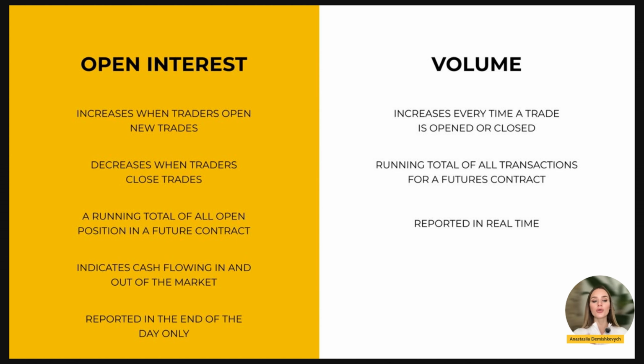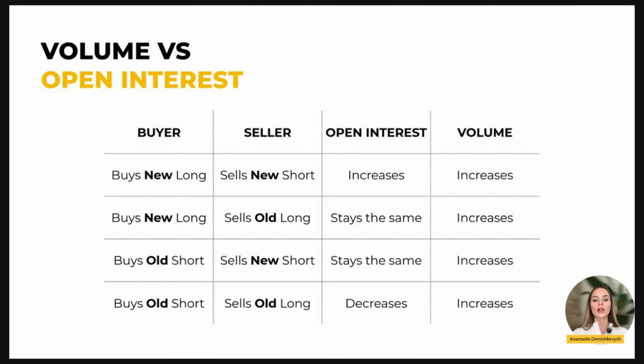That, by the way, is crucial to know when using tools like, for example, volume profile or footprint in your analysis. Second main difference between those two is that open interest is only reported and changed in the end of the trading day, while changes in volume you can track in the real time. To clarify the differences, let's have a look at this table. Suppose that the buyer enters new long position, while seller opens a new short position. In this matter, both open interest and volume will increase.